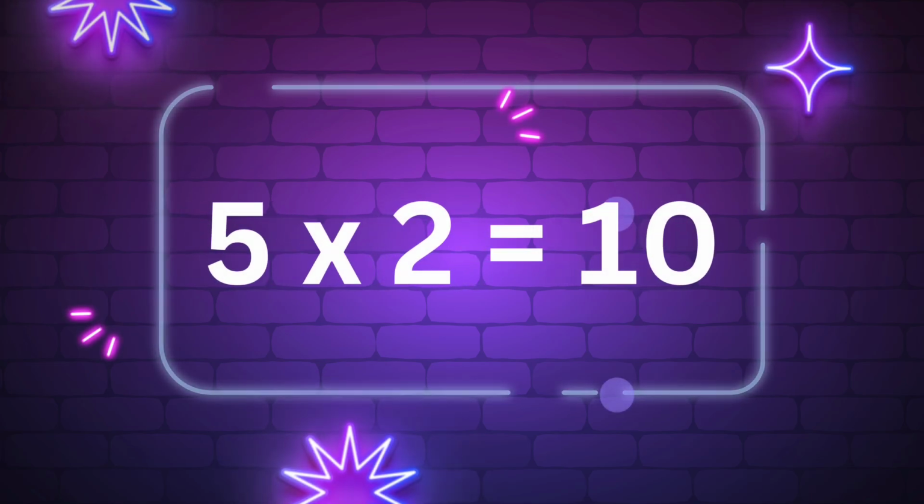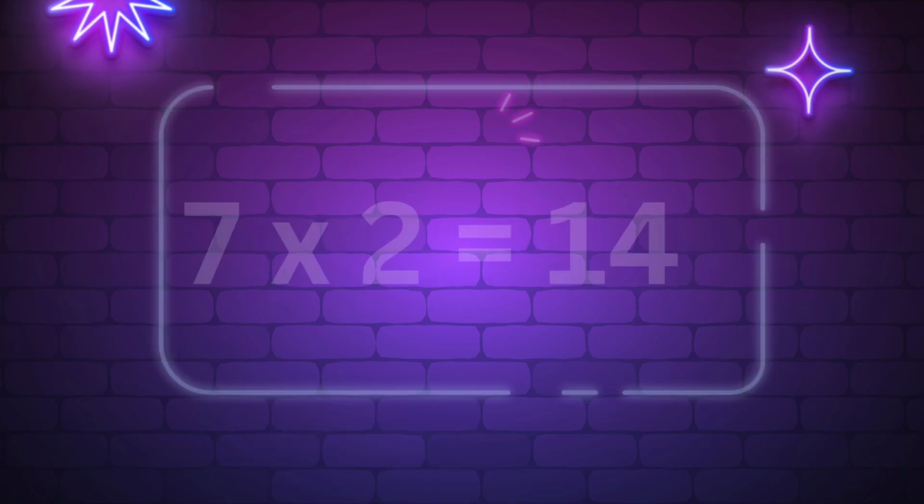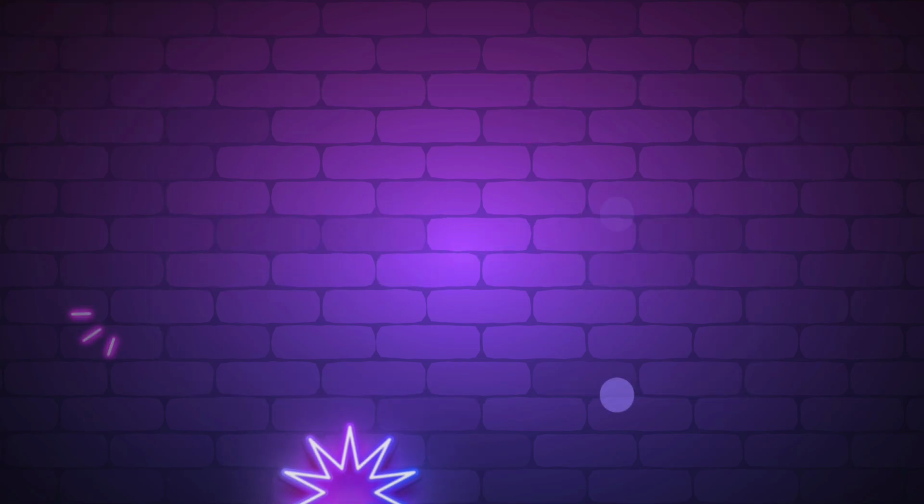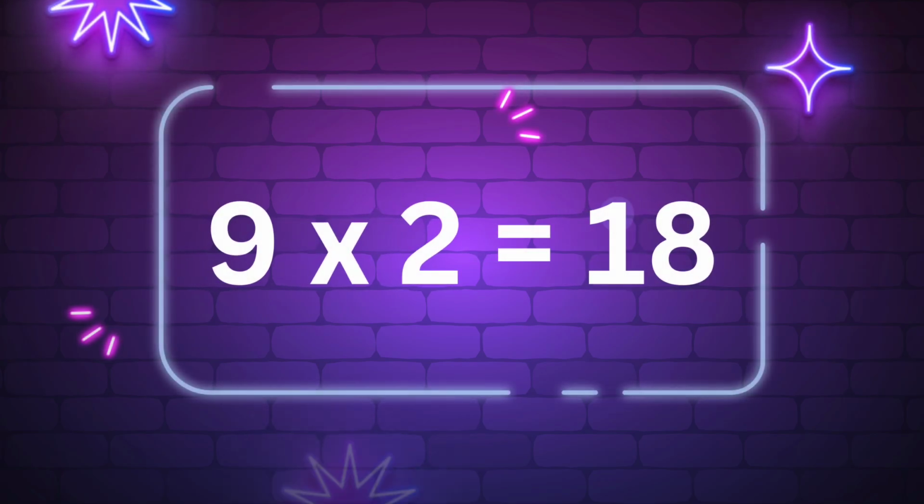5 times 2 is 10. 6 times 2 is 12. 7 times 2 is 14. 8 times 2 is 16. 9 times 2 is 18.